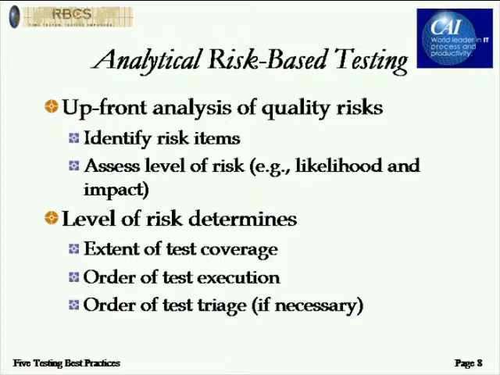So an example of a quality risk would be, say, for an e-commerce application, system calculates the wrong total order, or system responds too slowly to user input. So those are specific quality risk items, and the quality risk items can be grouped together into categories such as functionality, performance, usability, and so forth.